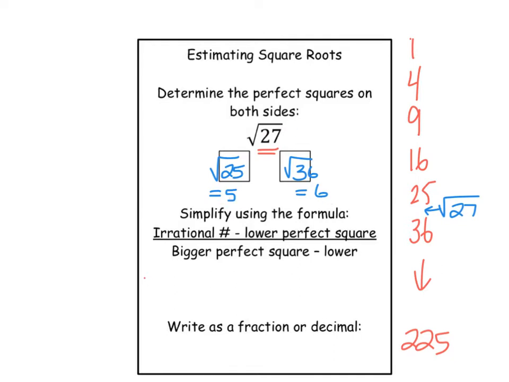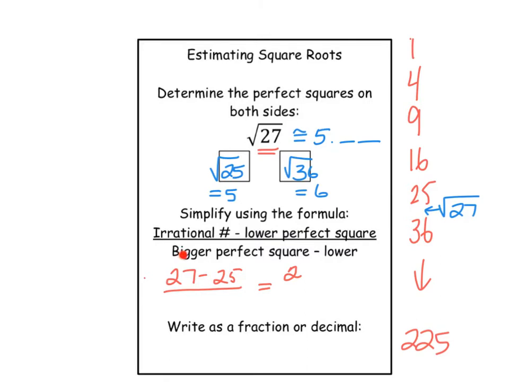So we know that the square root of 27 is going to be 5 point something, and we need to figure out what that something is. So we're going to do it using this method. I've shown you other methods, but this one I think is a little bit easier. We're going to take our irrational number of 27, and I know it's irrational because it's a non-perfect square. And I'm going to subtract from that the lower perfect square, and the lower perfect square is 25. And that's going to give my numerator, and that's 2.